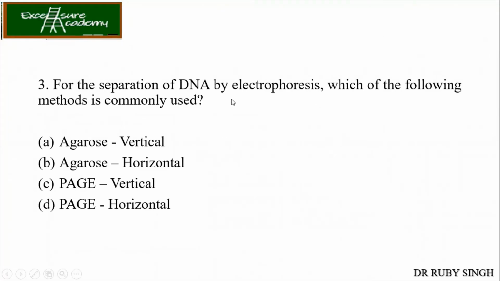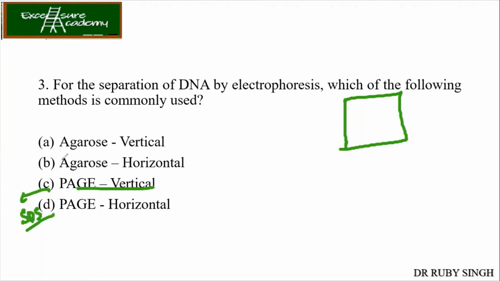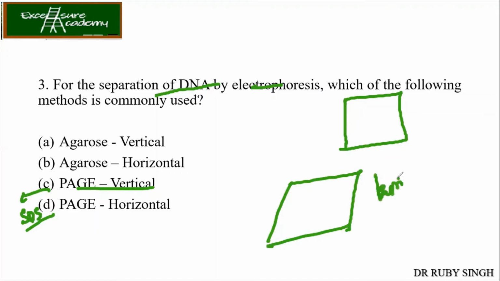Now, for the separation of DNA by electrophoresis, which of the following methods is commonly used? We talked about SDS-PAGE, which is actually the vertical electrophoresis. Vertical is the PAGE in which we have discussed SDS-PAGE. Now, in the case of separation of DNA by electrophoresis, we use something called horizontal electrophoresis. So it is horizontal electrophoresis for your DNA, where we load the sample like this, and then it moves like this. So again, cathode and anode.